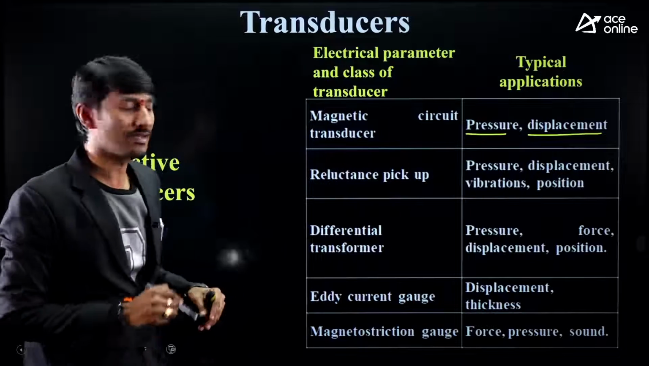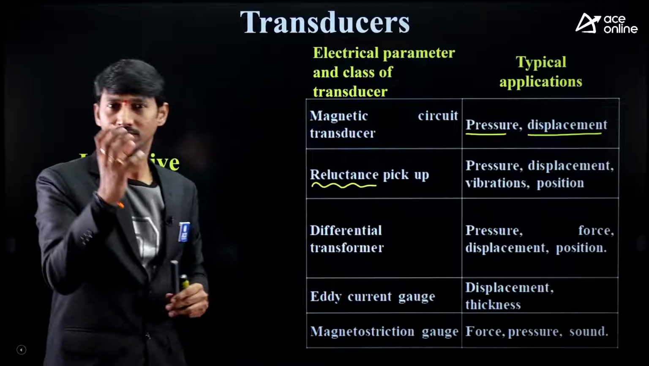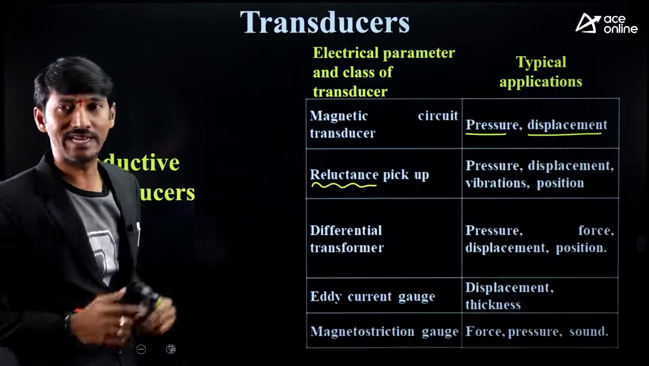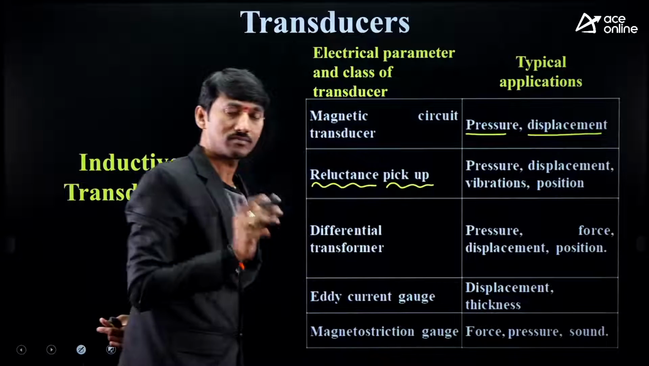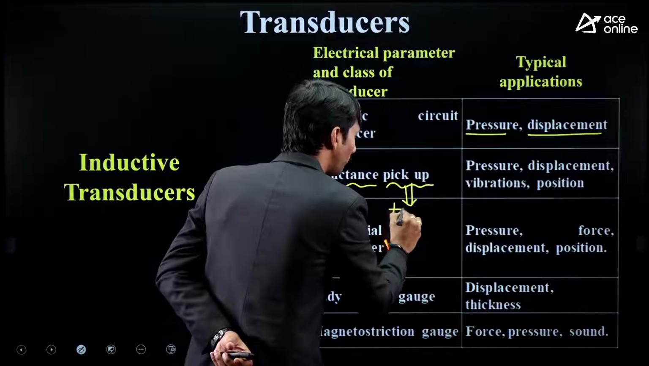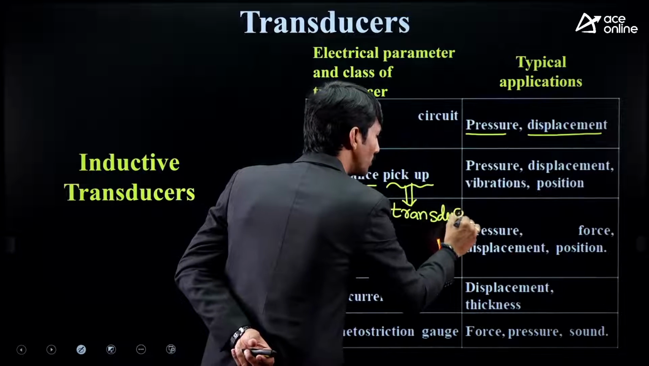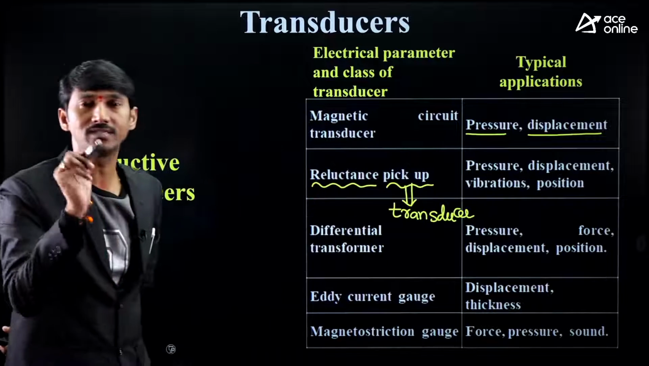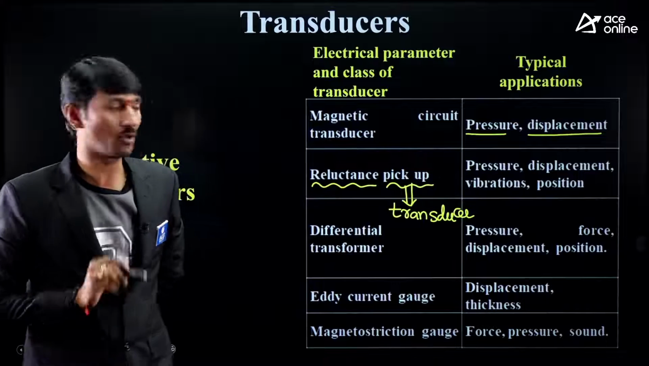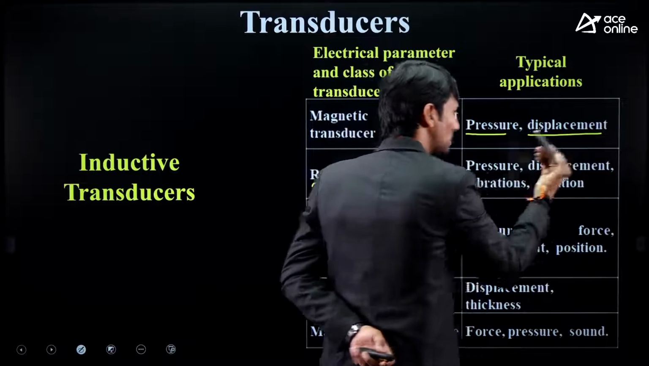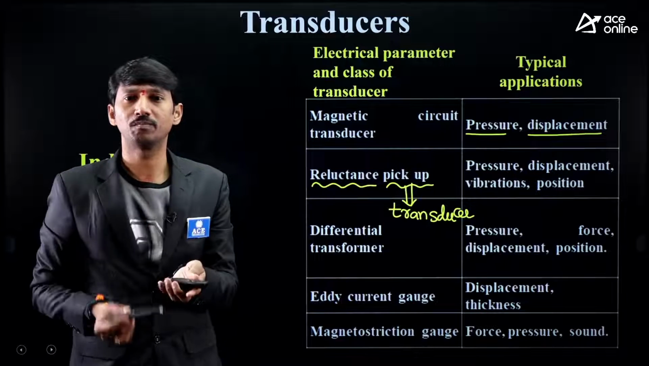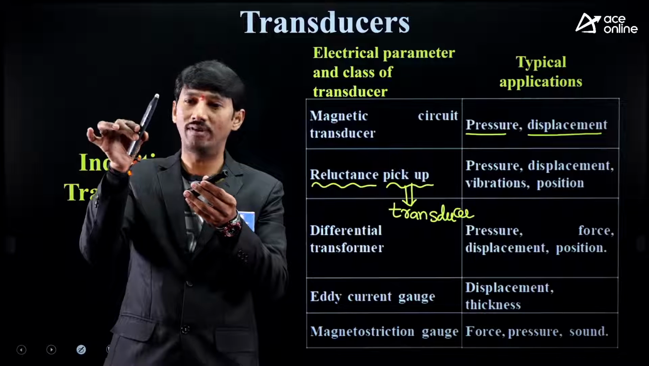And the reluctance pickup. Reluctance is related to the magnetic circuit, and the magnetic circuit means inductive phenomena. That's why the reluctance transducer also comes under inductive. Here, pickup is given. Actually, a transducer is also called a pickup. So wherever you find the word pickup, it indicates a transducer only. Clear, everyone? It is for pressure measurement, displacement measurement, vibrations or position. All those can be measured with reluctance. Simple logic, guys. Suppose one coil is there, and one iron piece we are placing.